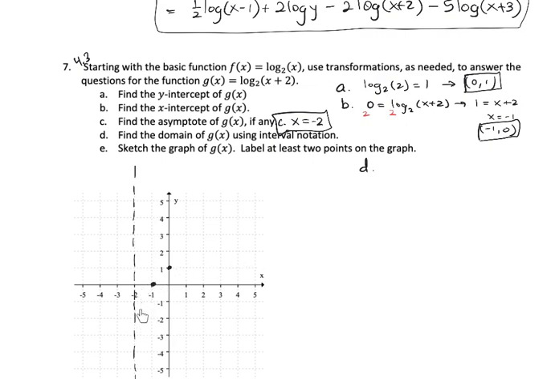So the x values are from negative 2 to positive infinity, but we can't include negative 2 because negative 2 has a vertical asymptote. So it's going to begin at negative 2, but we're not going to include it. We're going to use a parenthesis, so negative 2 to positive infinity.